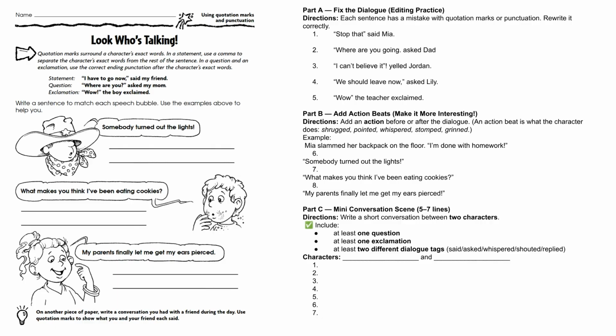For the cookie sentence, you might show the boy looking nervous, wiping crumbs from his mouth, or hiding his hands behind his back. For the pierced ears sentence, you might show the girl smiling, jumping, or pointing proudly to her ears. In part C, you will write a short conversation between two characters. Remember to include at least one question, at least one exclamation, and at least two different dialogue tags, such as said, asked, whispered, shouted, or replied. Pause the video here and complete page 4.